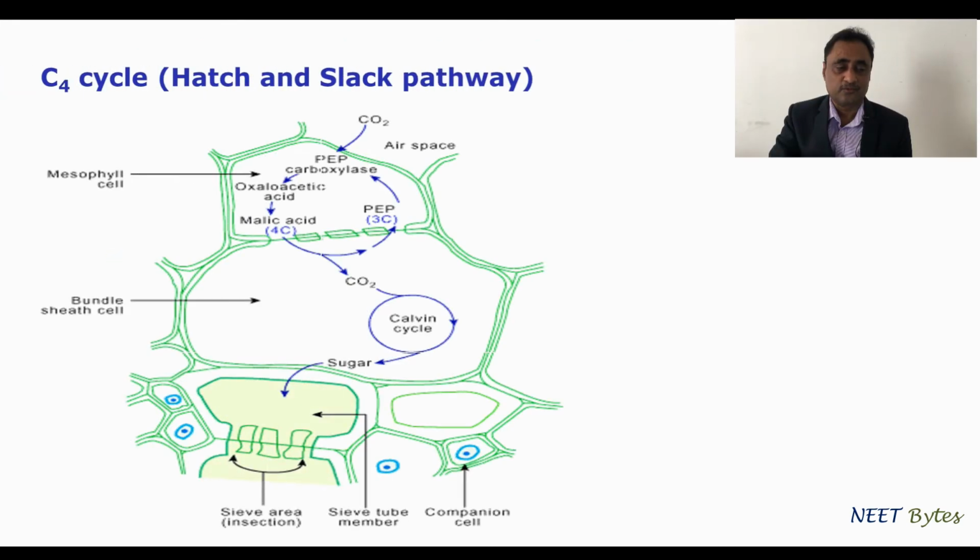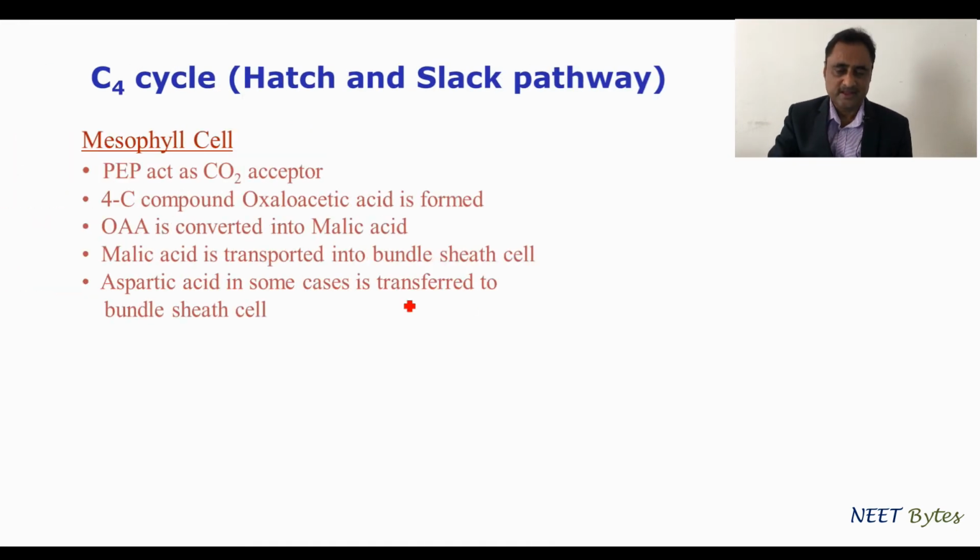Again you can see in the diagram how the cycle works. This is the mesophyll, and the CO2 is coming in. We know very well that CO2 is accepted by PEP, so the 4-carbon compound oxaloacetate is formed. It is converted into malic acid. Malic acid is transported into the bundle sheath cell, and in some cases aspartic acid.